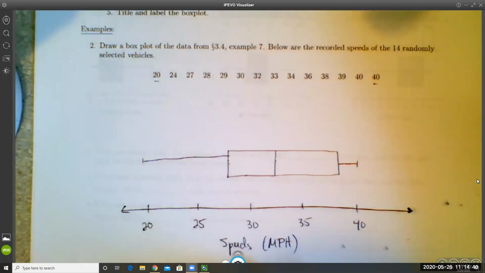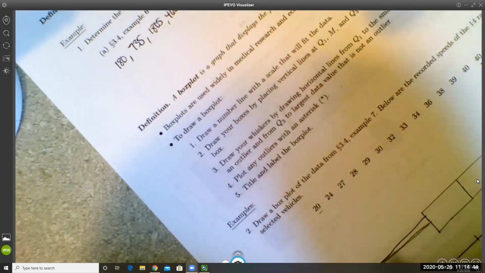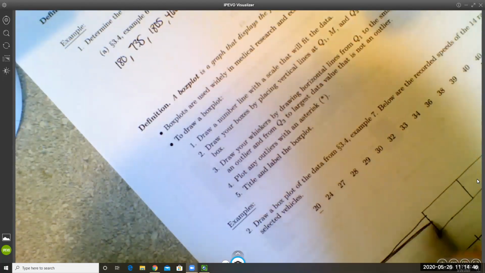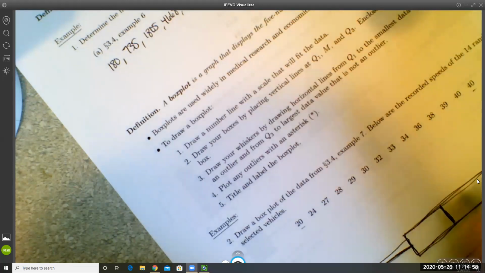Oh, I could have done much better than that. That's really ugly. It should go more or less to the center of the box, right? So that's our box and whisker plot. The stuff in bold that I've gone over, right? So that's our box and whisker plot right there.